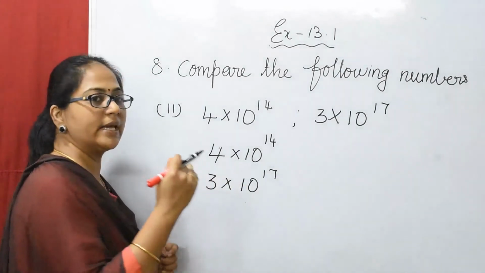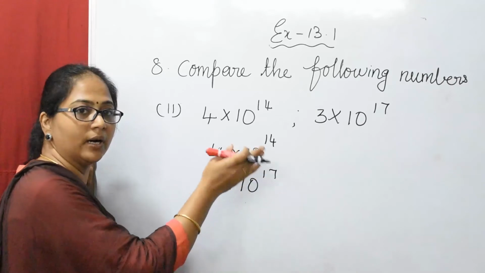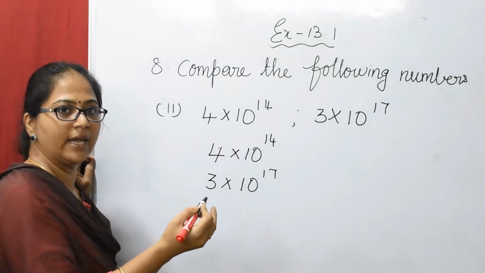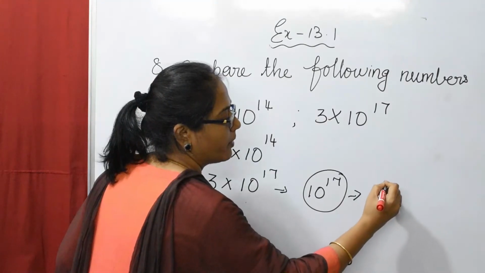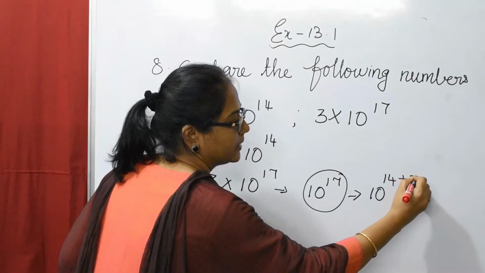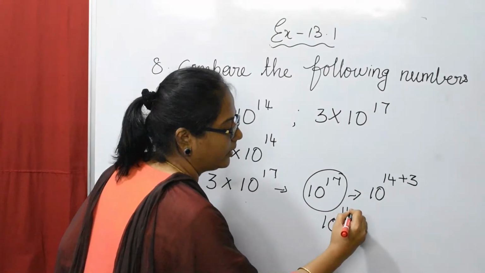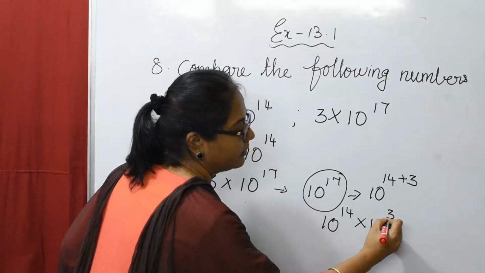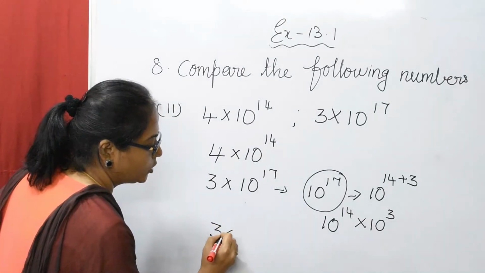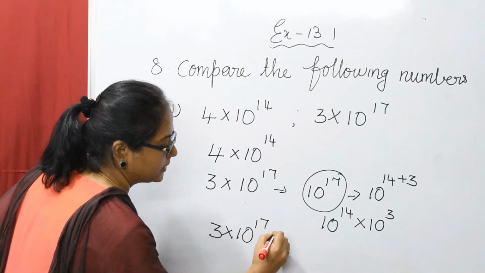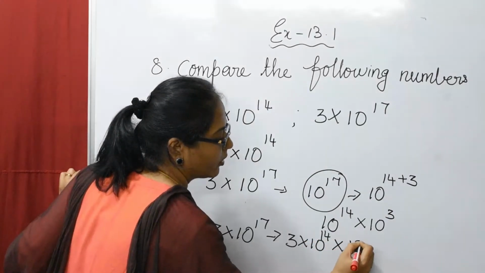So now it is easy for us to bring 10 to the power of 17 to the term of 10 to the power of 14. Let us see how it is. Now 10 to the power of 17 is 10 to the power of 14 plus 3. 17 is what? 14 plus 3 means 10 to the power of 14 into 10 to the power of 3. Now it is easy for us to compare. So this means 3 into 10 to the power of 17 means 3 into 10 to the power of 14 into 10 to the power of 3.